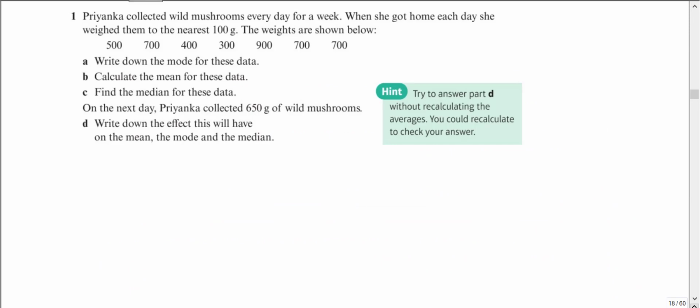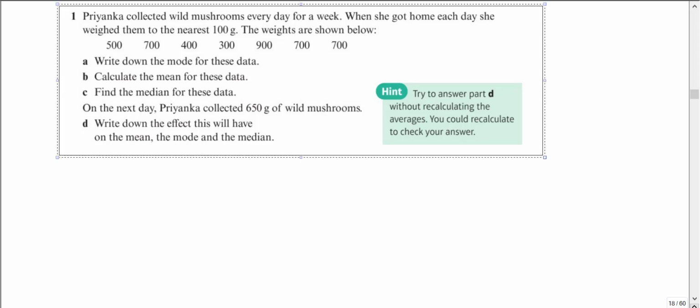Let's look at the problem. It says Priyanka collected wild mushrooms every day for a week. When she got home, each day she weighed them to the nearest 100 grams. The weights are shown below: 500, 700, 400, 300, 900, 700, 700. They say write down the mode for this data.